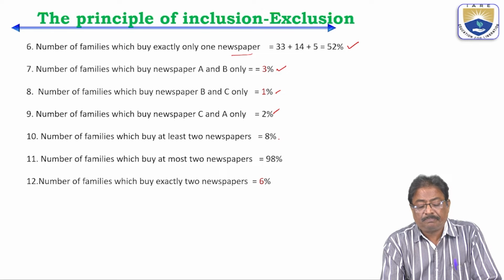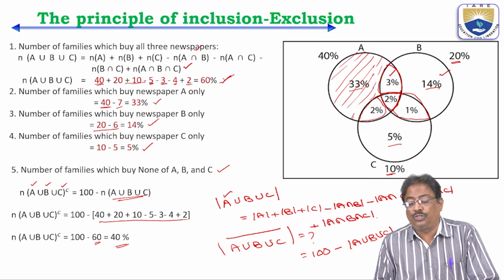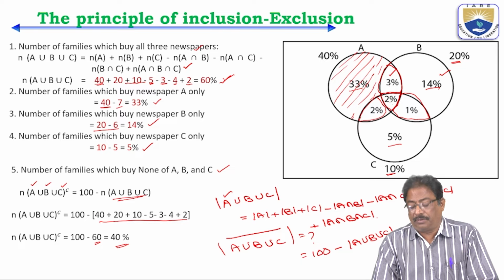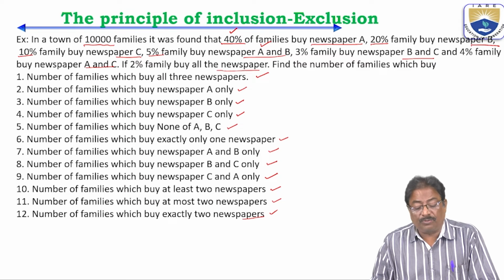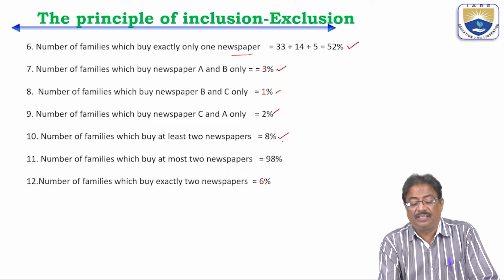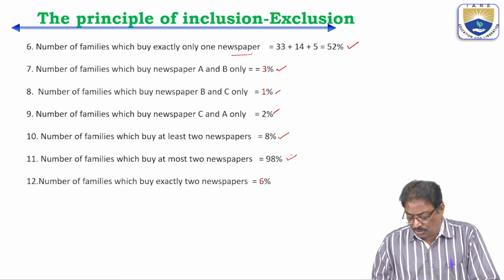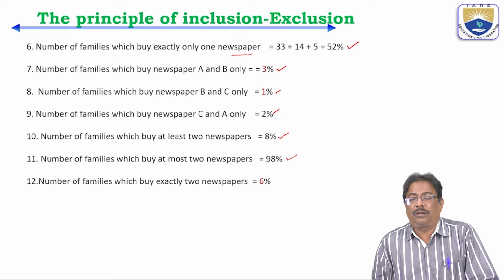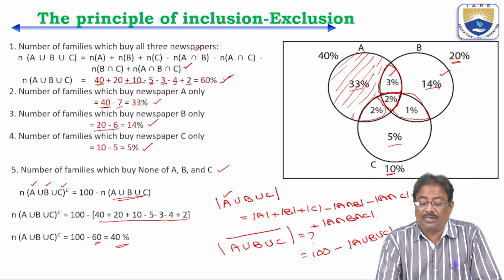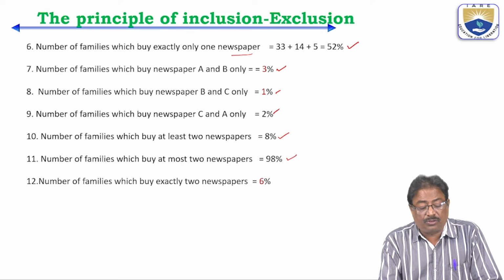Number of families which will buy at least two newspapers. So we have to consider the total number. Here it is nothing but 3%, 2% plus 1%. Subsequently, we can get it as 8%. Now, the number of families which will buy at least two papers, we are going to get 2%.